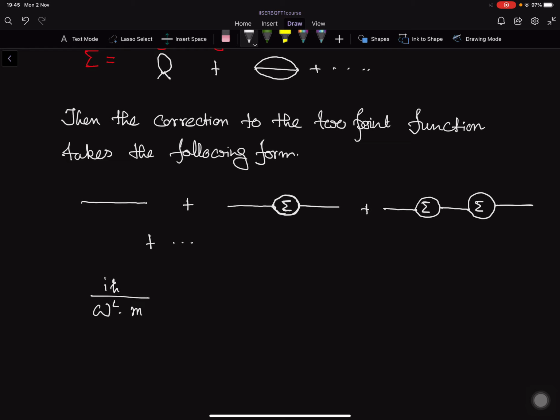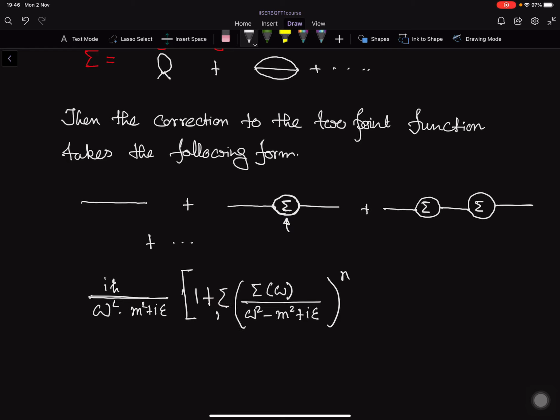i h bar over omega square minus m square plus i epsilon, then in brackets 1 plus the self energy diagram over omega square minus m square plus i epsilon to the power n, where n runs from 1 to infinity. Okay, so this is the structure of the 2-point function.